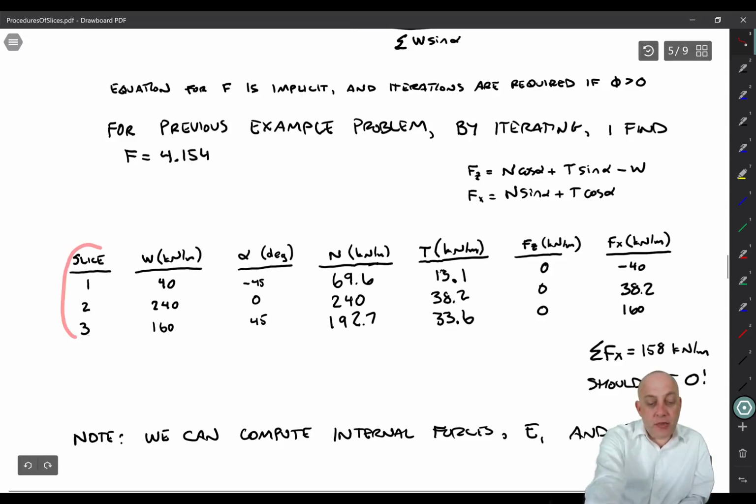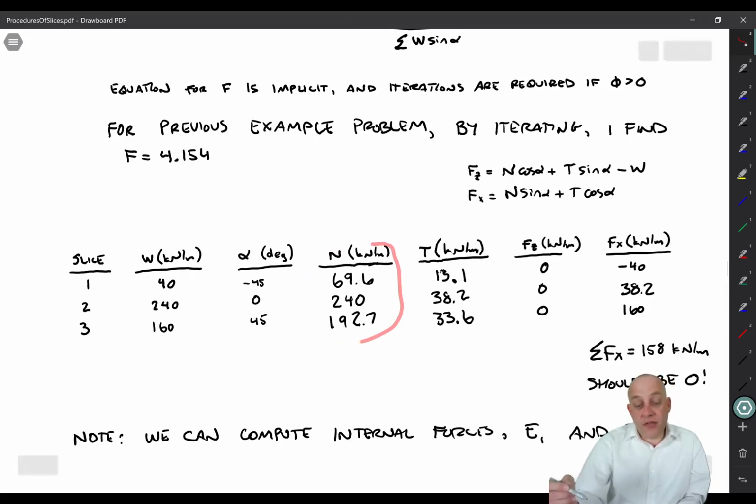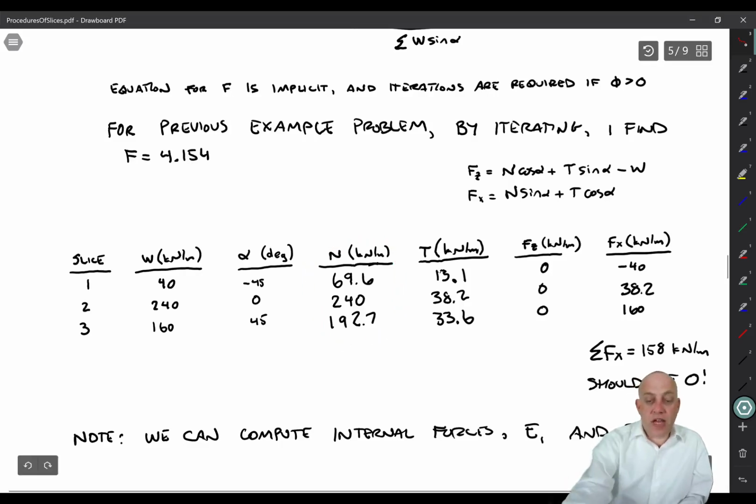But now I have a little table that summarizes the final outcome after doing those iterations. There's slice number, here's the weights, alpha, those are all inputs. The value of N now depends on the factor of safety, and so this is where we've gotten these normal forces after doing iterations.